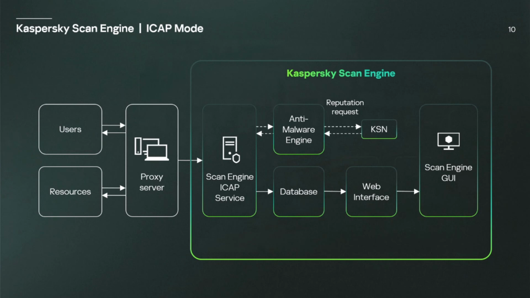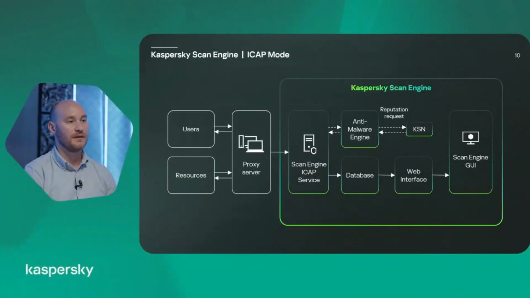So let's say, for example, a user is requesting some web page. This request is passing through the proxy server, and this HTTP message is forwarded to Scan Engine for checking. And let's say, for example, that it is a malicious page or phishing web page. Then Scan Engine provides a corresponding answer. And instead of visiting a malicious or phishing web page, a user gets just a stop page. So no infection or phishing attack can be possible in this scenario.